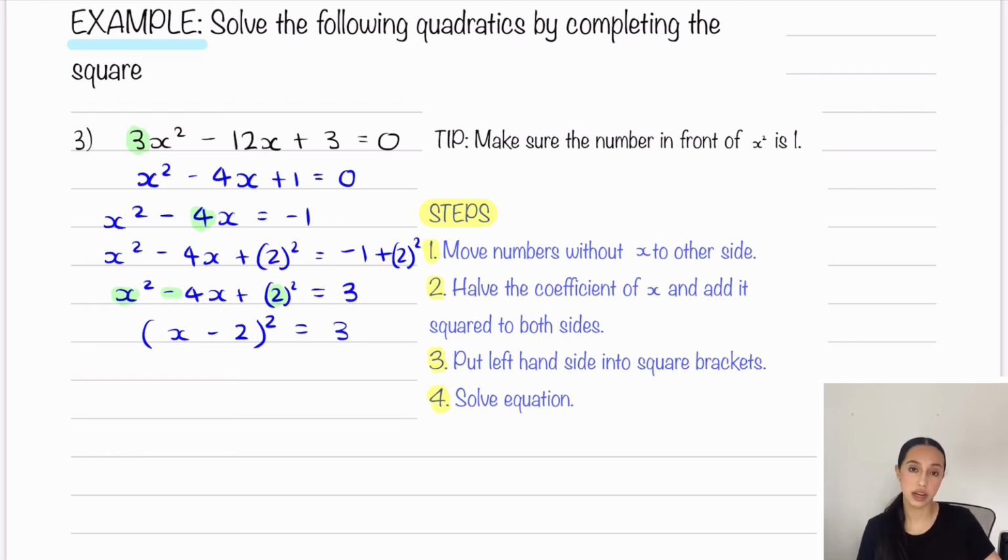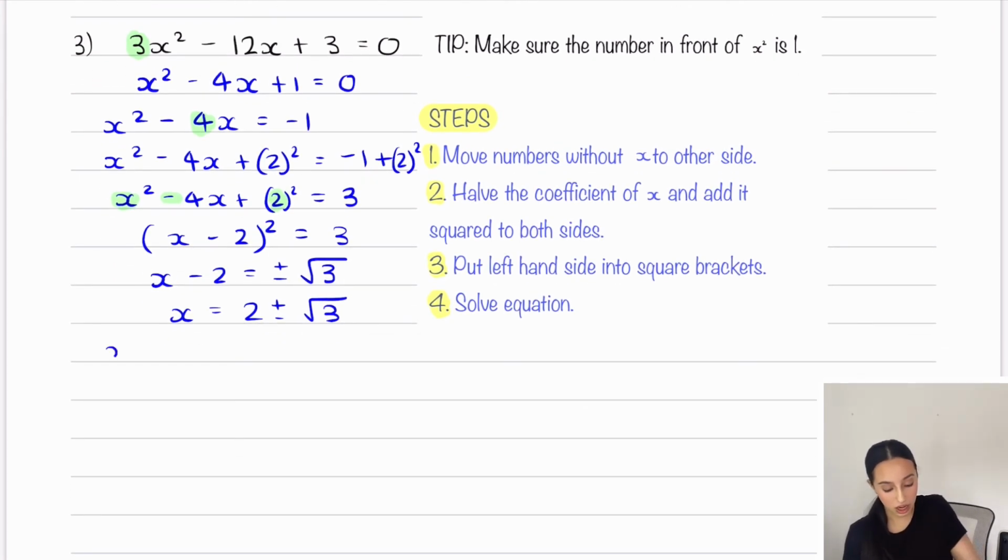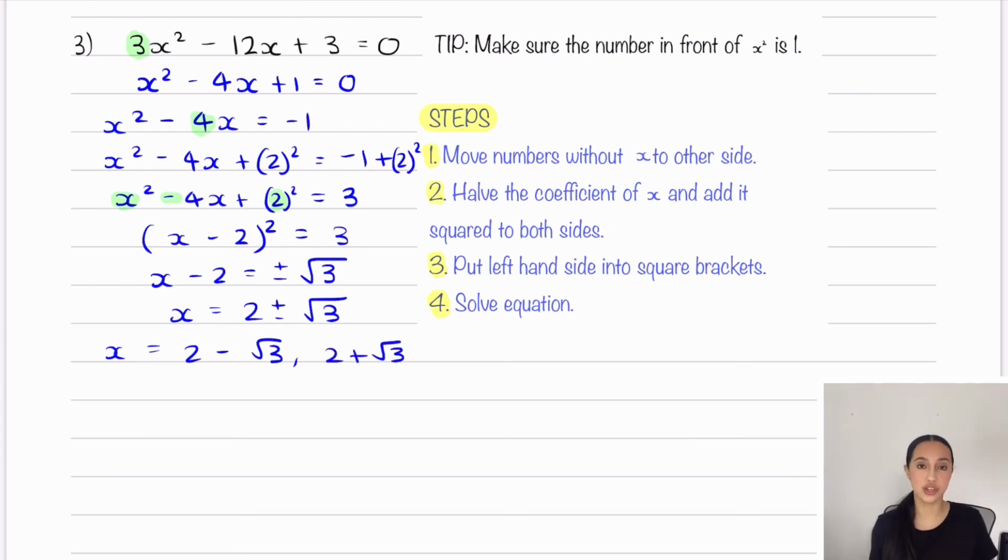So we need to get rid of that square bracket. To do that, we're going to square root the other side. Don't forget to take the plus minus case when you square root. Then we need to get rid of that negative 2, so we're going to move that to the other side. That'll become positive 2 plus minus square root 3. So our two solutions for x are 2 minus root 3 and 2 plus root 3. That's the solution for this question.